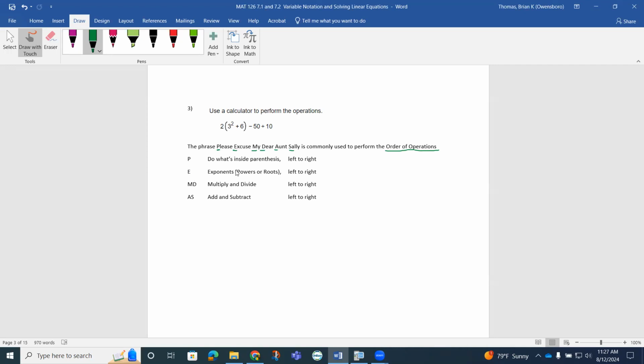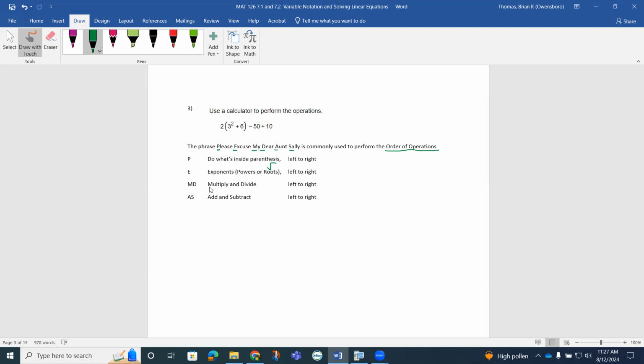E stands for exponents. Exponents, again, are powers or roots, and roots are these little radicals. The one you will most commonly see is the square root symbol. Powers are those exponents. We'll talk more about those as we move forward.